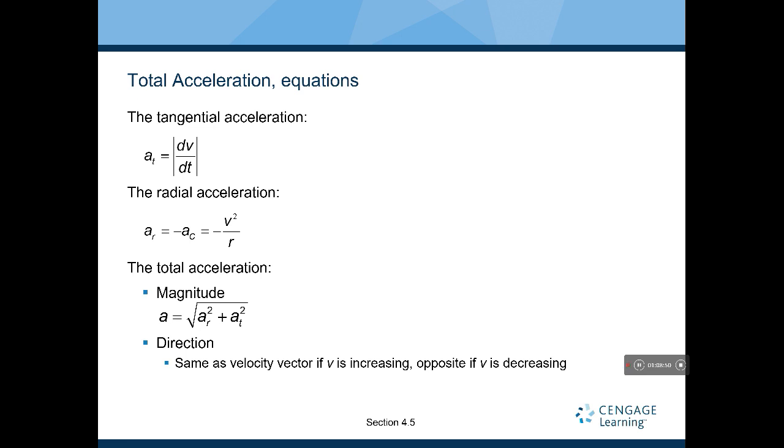All right, so total acceleration equations. Acceleration total is the absolute value of dv/dt. Acceleration radial, okay? Negative acceleration centripetal, okay? And the total acceleration, I don't like that at all. Just do the same thing I've always done, which just defines acceleration, excuse me. The reason why there's a negative here, I'll explain in just a second. Just do what we did last year: say acceleration towards the center of the circle is positive.